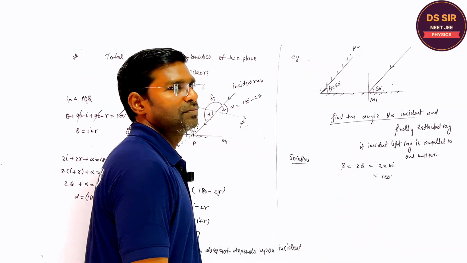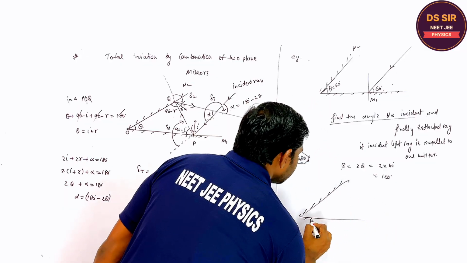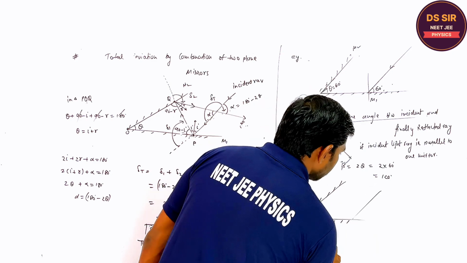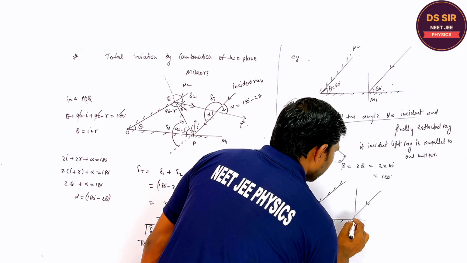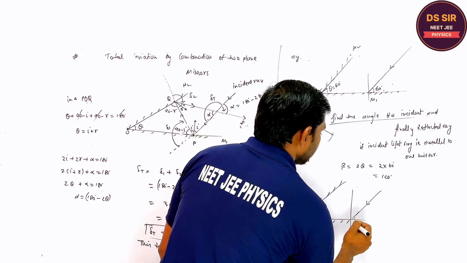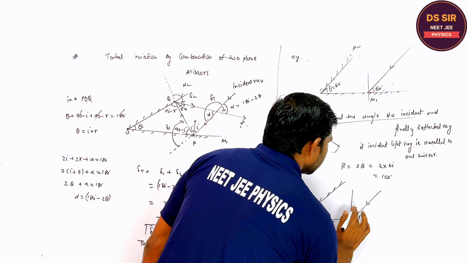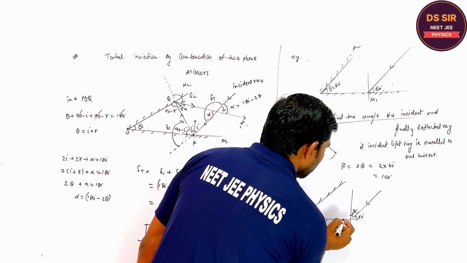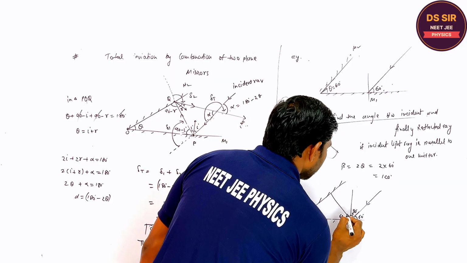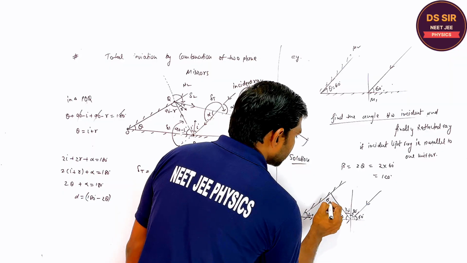Is it clear or not? And how does it happen? Let's see, because they may ask different types of questions based upon this concept. First, this is the parallel ray. So if this angle is 60 degrees, then this must be 30 degrees. So it must be 60 degrees, it must be 30 degrees.